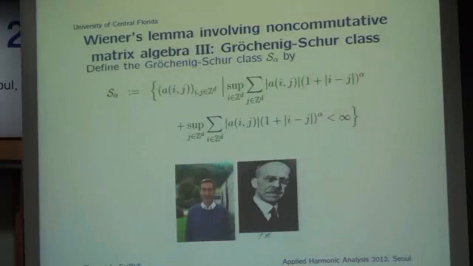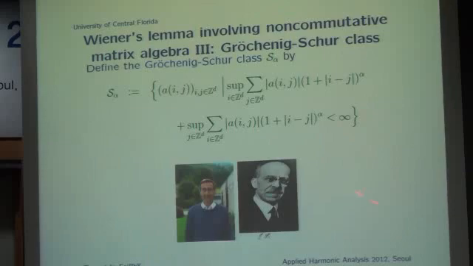And the third class is the very classical Schur class. It has been used in many places. If we forget this alpha, then this is the summation of the rows, then take a supremum over the columns, or summation of the columns, then take a supremum over the rows. That's the way to understand it.